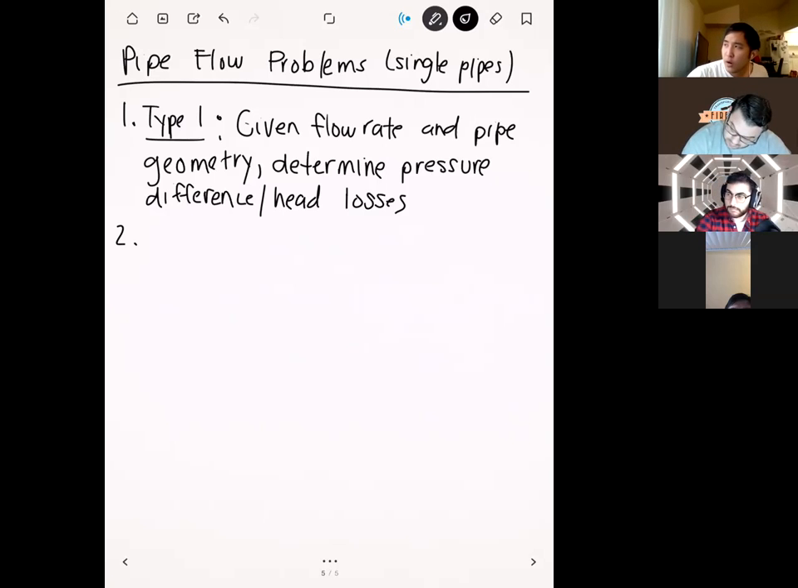And I think problem 4A in the homework was actually a type 1. In problem 4A in the homework, I gave you everything, the flow rate and the pipe geometry, and I asked you to solve for pressure differences. So 4A is a type 1 problem.